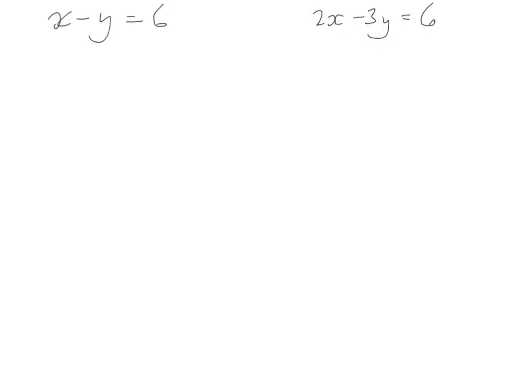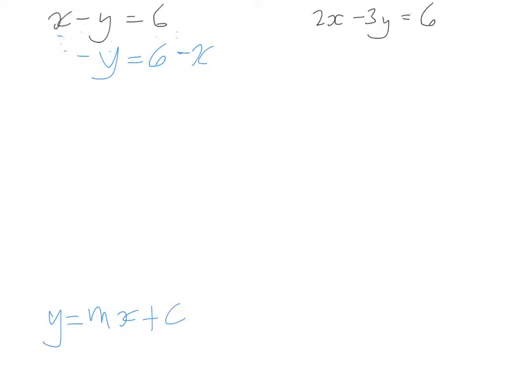So what we do here, to find the gradient, we want it written in y equals mx plus c. So we've got to transpose these. So this thing here, we've got x minus y equals 6. We're going to bring the x over to the other side. So we're going to have negative y equals 6 minus x, as we've got there, so we're just taking away x from both sides.